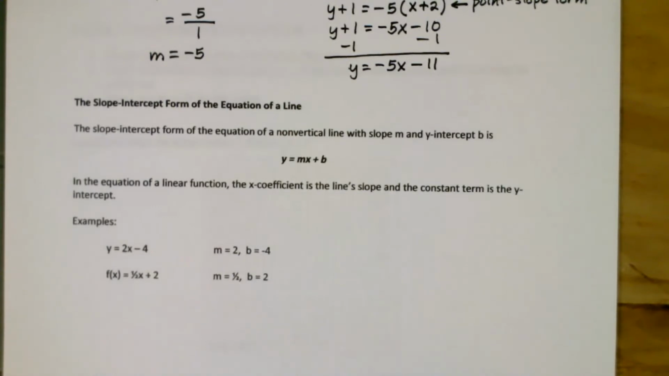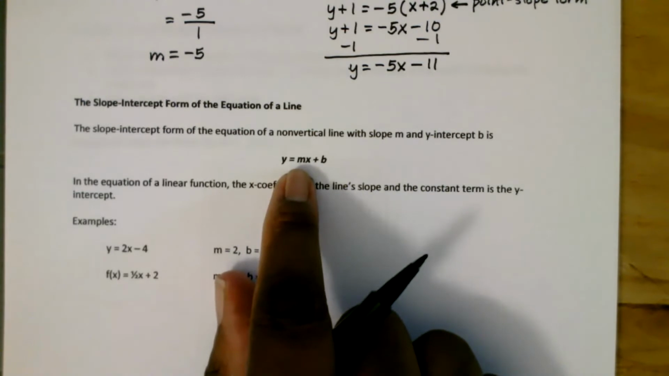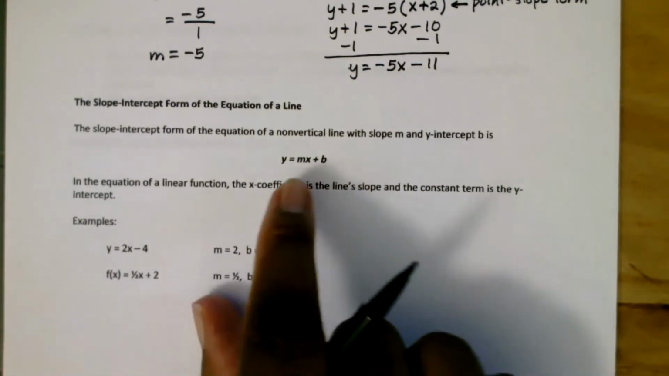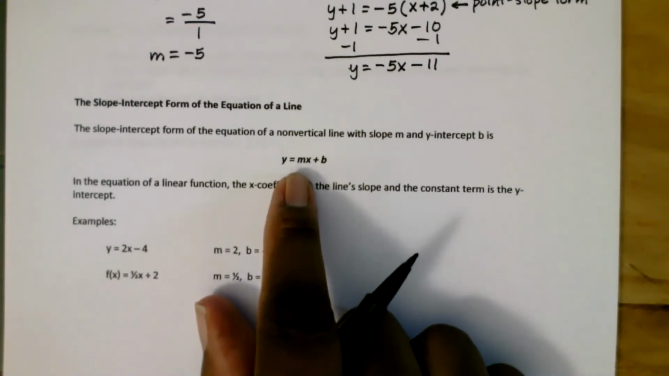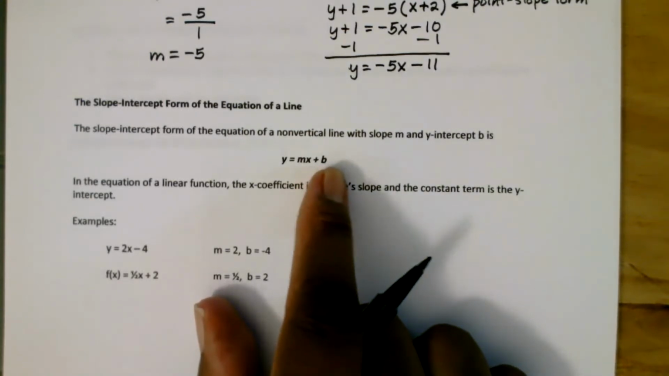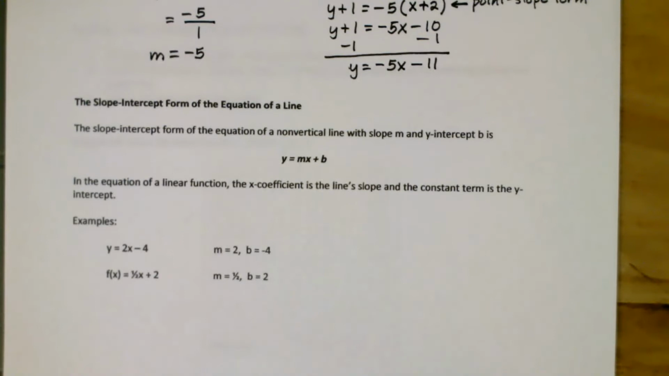And when it's in slope-intercept form, we can identify the m, which is your slope, and the b, which is your y-intercept. The slope is always going to be the coefficient of your x term. Your b is the y-intercept. That's going to be the number added to or subtracted from that linear term.